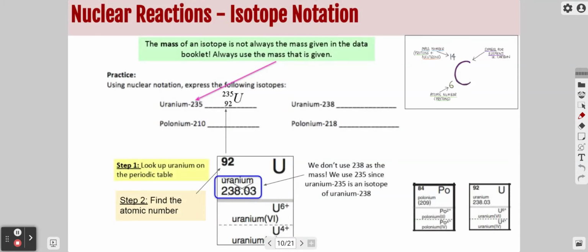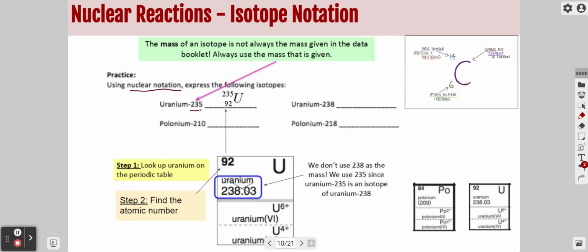All right, so we're going to take a look at some of the more common isotopes that you will find in your nuclear reactions. We're going to use nuclear notation to express the following isotopes. The first one's been done for us.